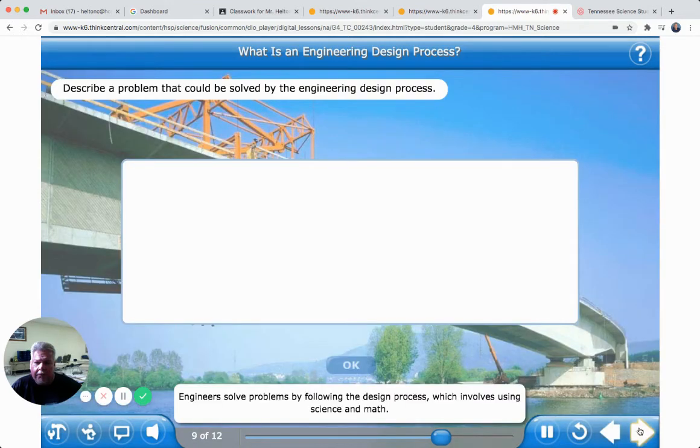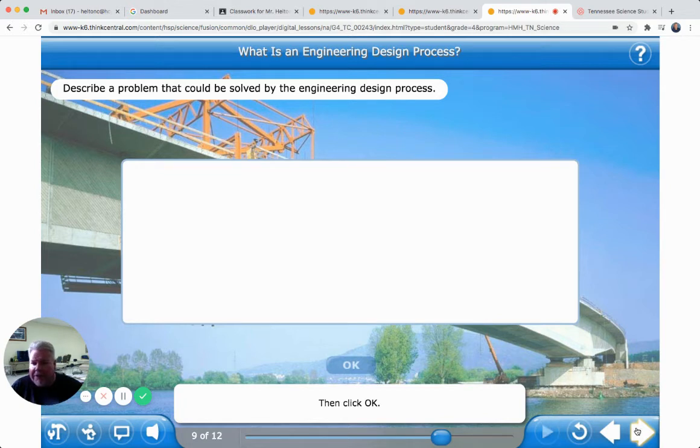Engineers solve problems by following the design process, which involves using science and math. Describe an example of a problem that could be solved by the engineering design process and propose a way the problem could be solved. Type your response in the box, then click OK.